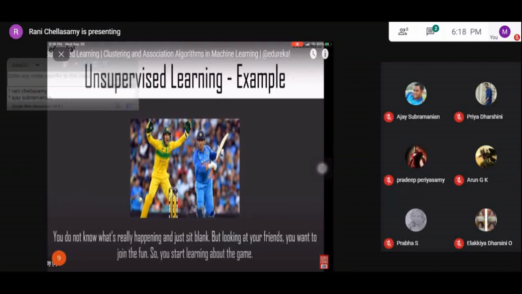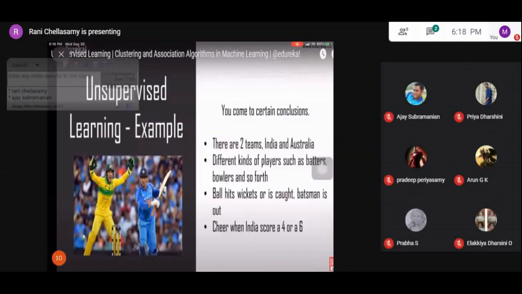So we come to the conclusion that there are two teams, India and Australia, and different kinds of players such as batters, bowlers, and so forth, playing in the cricket game, and if the ball hits the wickets or is caught, the batsman is out. All such observations are made by you, and you can also cheer when India scores 4 or 6. So likewise, you are learning by yourself.